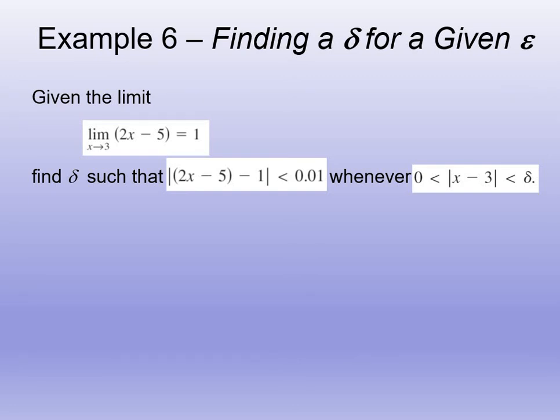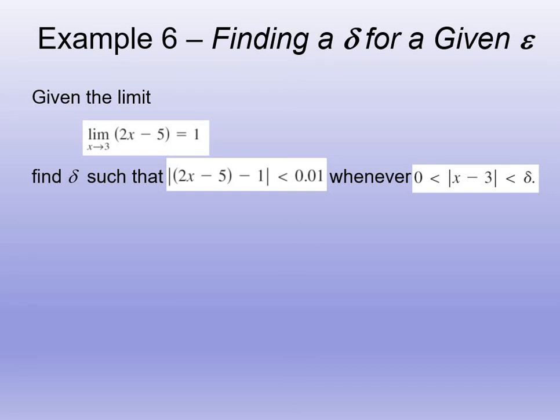So notice how we're substituting in f of x minus L. That's where we get the absolute value of 2x minus 5 minus 1 is less than epsilon. Epsilon is 0.01. It doesn't give it quite to you in the problem, but just know for this problem, epsilon is equal to 0.01. In your homework assignment, it will tell you what epsilon is. Then we have the other part: 0 is less than the absolute value of x minus c. What's c? c is 3, so the absolute value of x minus 3 is less than delta.